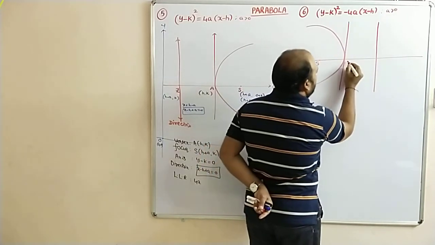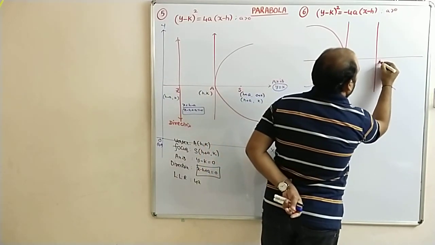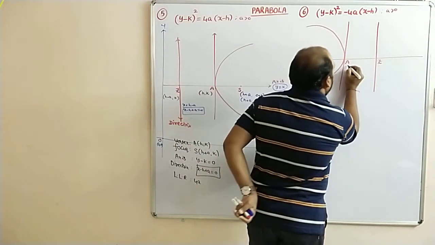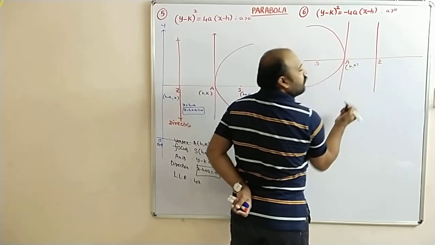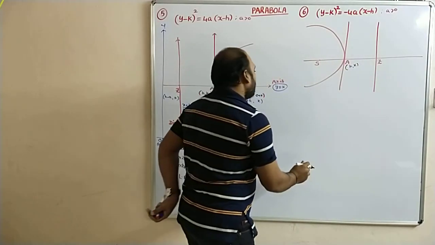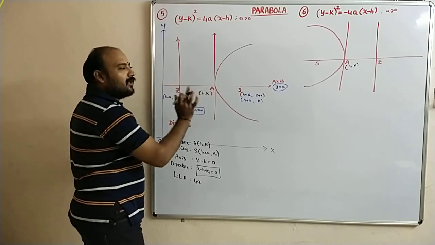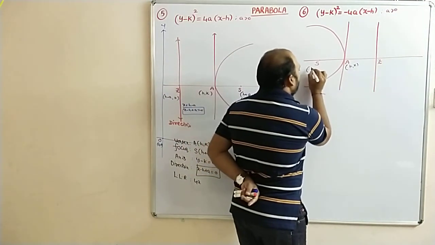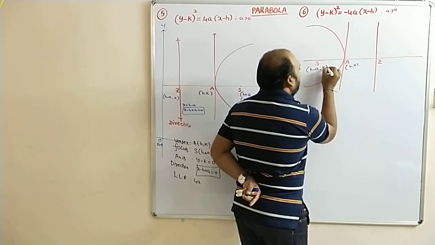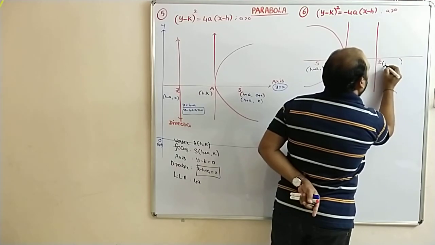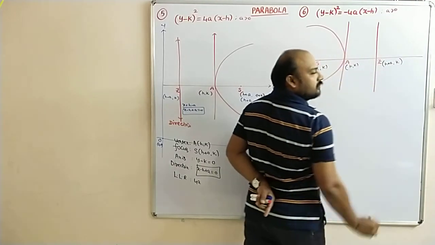This is the focus, vertex and Z. Now we will write one by one. Vertex h comma k. Focus, just interchanging the coordinates of Z and S. That will be, here focus is h minus a comma k. Whenever minus is there, h minus a comma k. Z coordinates h plus a comma k.